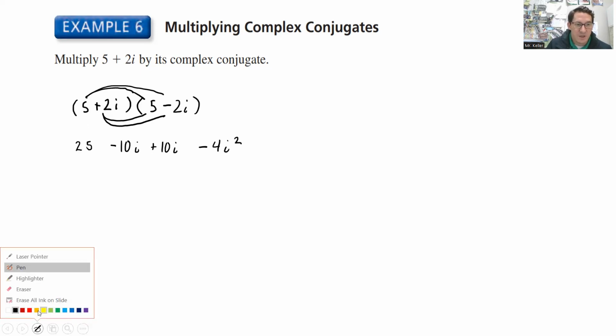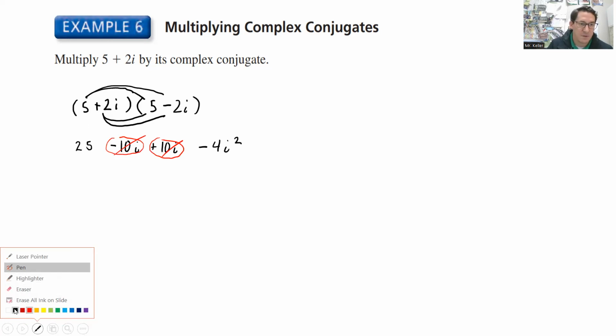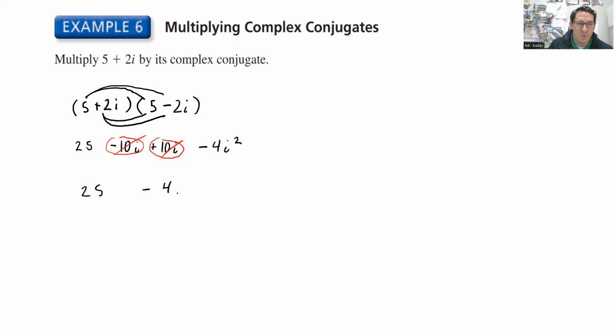Looking here, the like terms in the middle, negative 10i plus 10i, are going to cancel out. So then I have 25 minus 4 i squared. I squared is negative 1, so negative 4 times negative 1 makes this a positive 4. So I get 25 plus 4, which is 29. So when you multiply by the conjugate, what's nice is the imaginary part cancels out, and since you have the i squared, you just end up with a real number at the bottom.